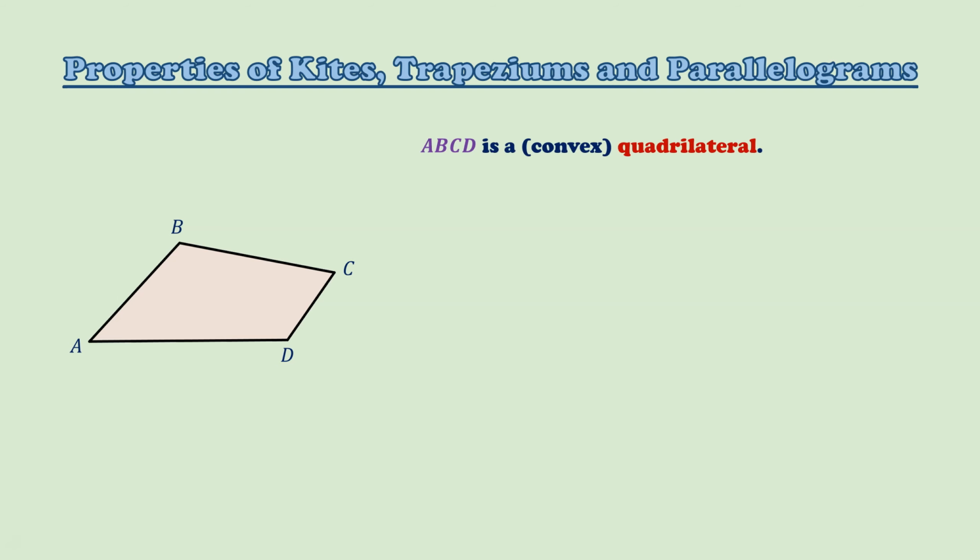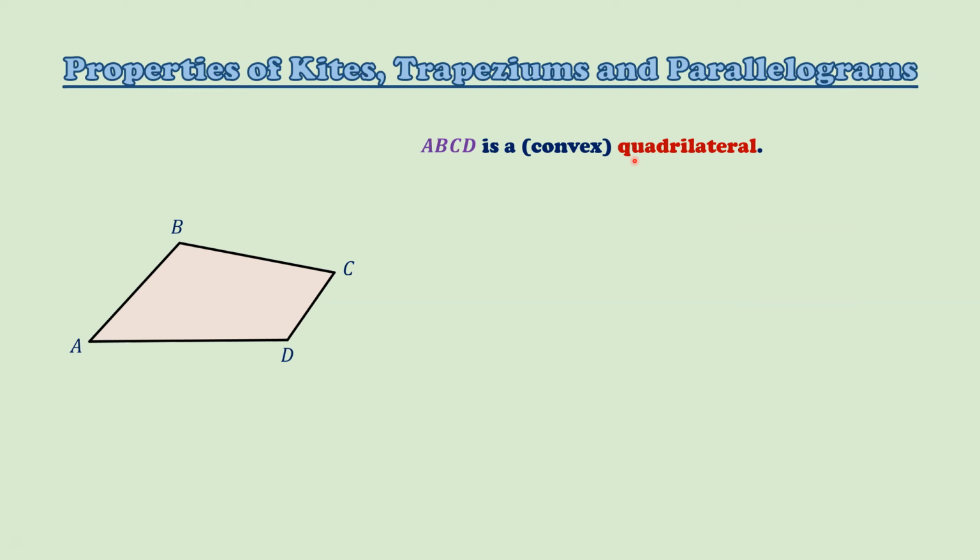In this video, I'm going to talk about the properties of kites, trapeziums, and parallelograms. Before I introduce the properties, we should firstly know some terms related to quadrilaterals. A quadrilateral means a four-sided polygon, and here ABCD is a quadrilateral.